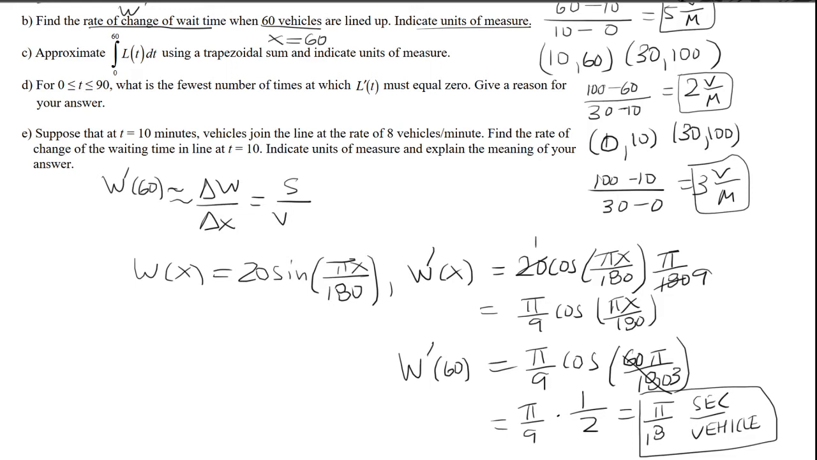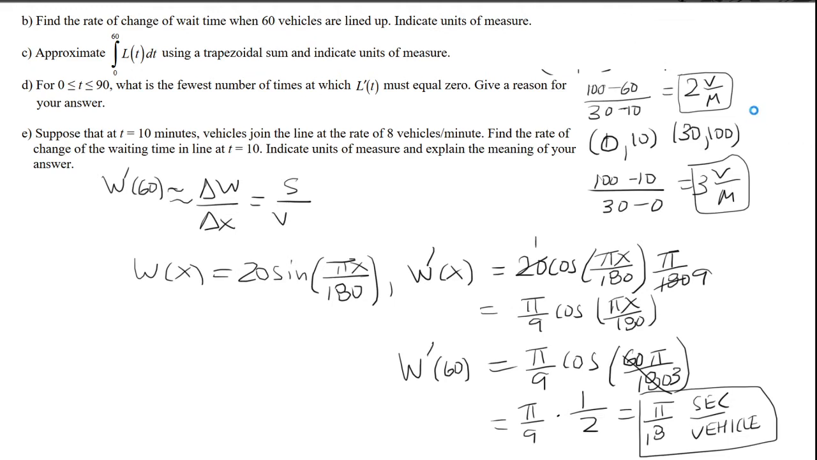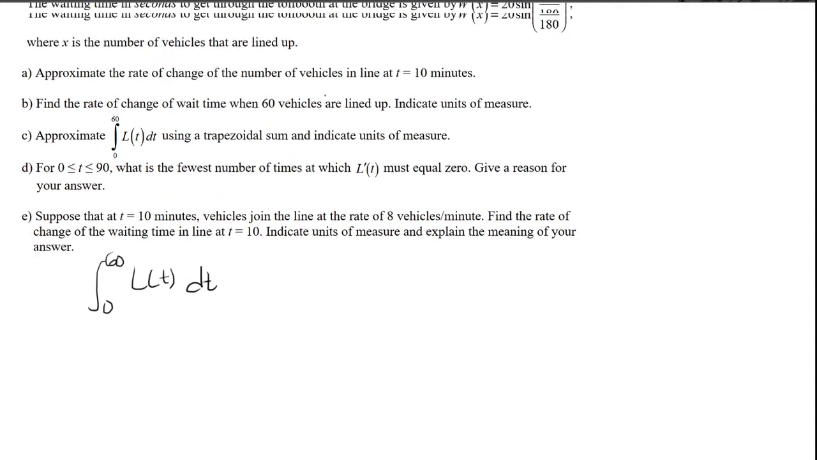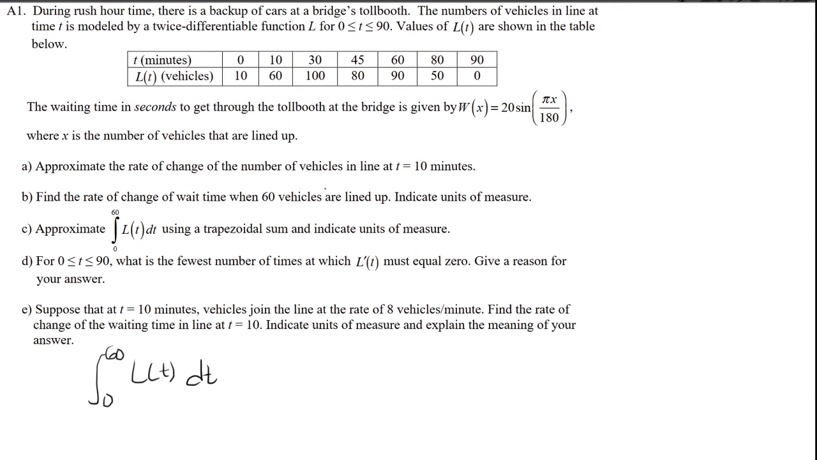Next we're going to look at part C. We want to approximate the integral from 0 to 60 of L of t dt using a trapezoidal sum, and we want to indicate the units of measure. Because L is the number of vehicles, we'll say V. L prime, you can think of like a slope, delta L over delta T, which is vehicles per minute.